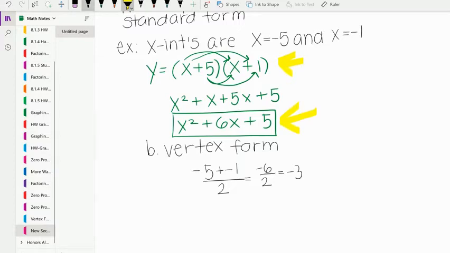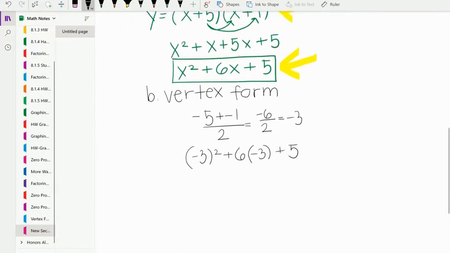It doesn't matter. So I'm going to plug it into the second one. So -3 squared plus 6 times -3 plus 5. So -3 squared is 9. 6 times -3 is -18 plus 5. So 9 minus 18 is -9. -9 plus 5 is -4.